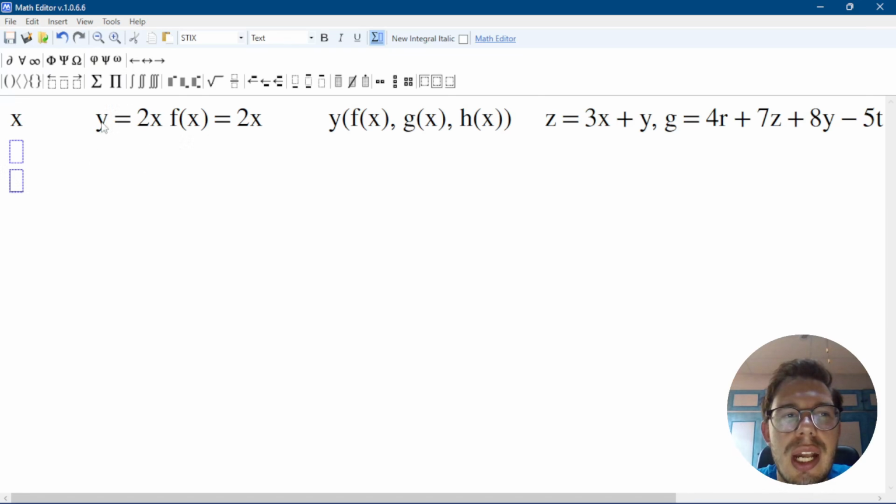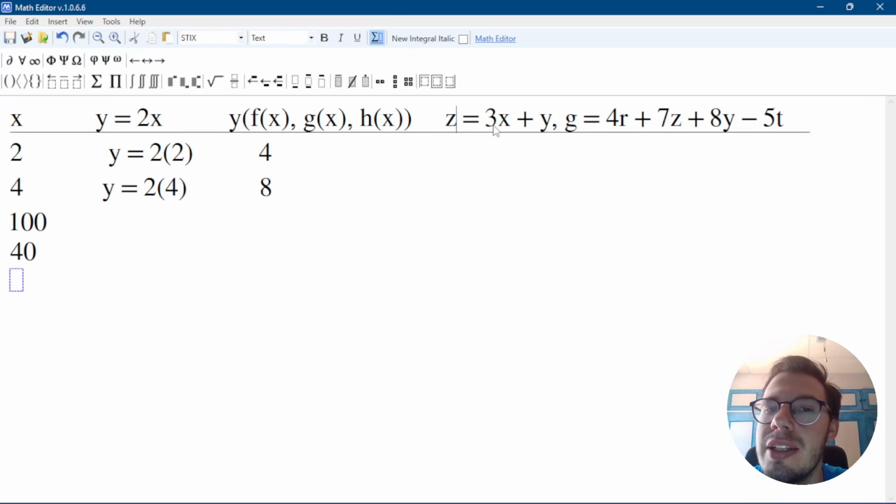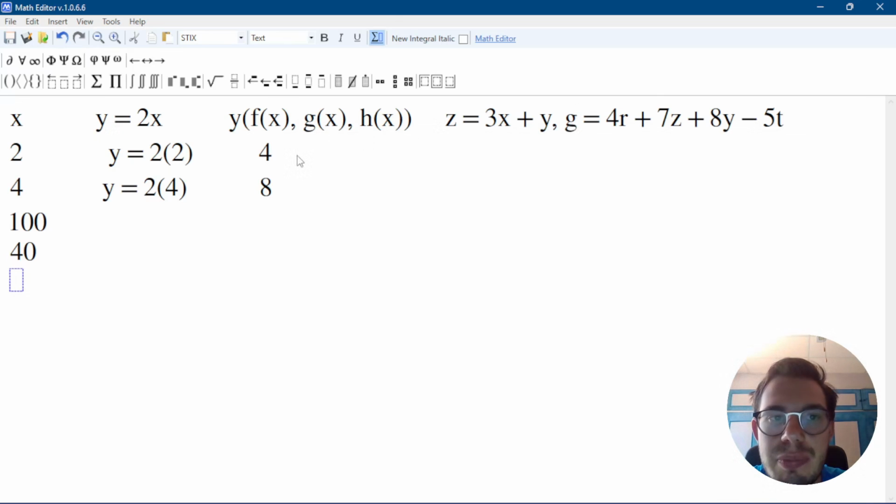So this is typically how a function looks. y is equal to 2x. So there are two variables in this function, the y and the x. Now a function doesn't need to only have two variables. It can have three, in the case here where z is equal to 3x plus y, or it can even have multiple, like this one here, g is equal to 4r plus 7z plus 8y minus 5t.